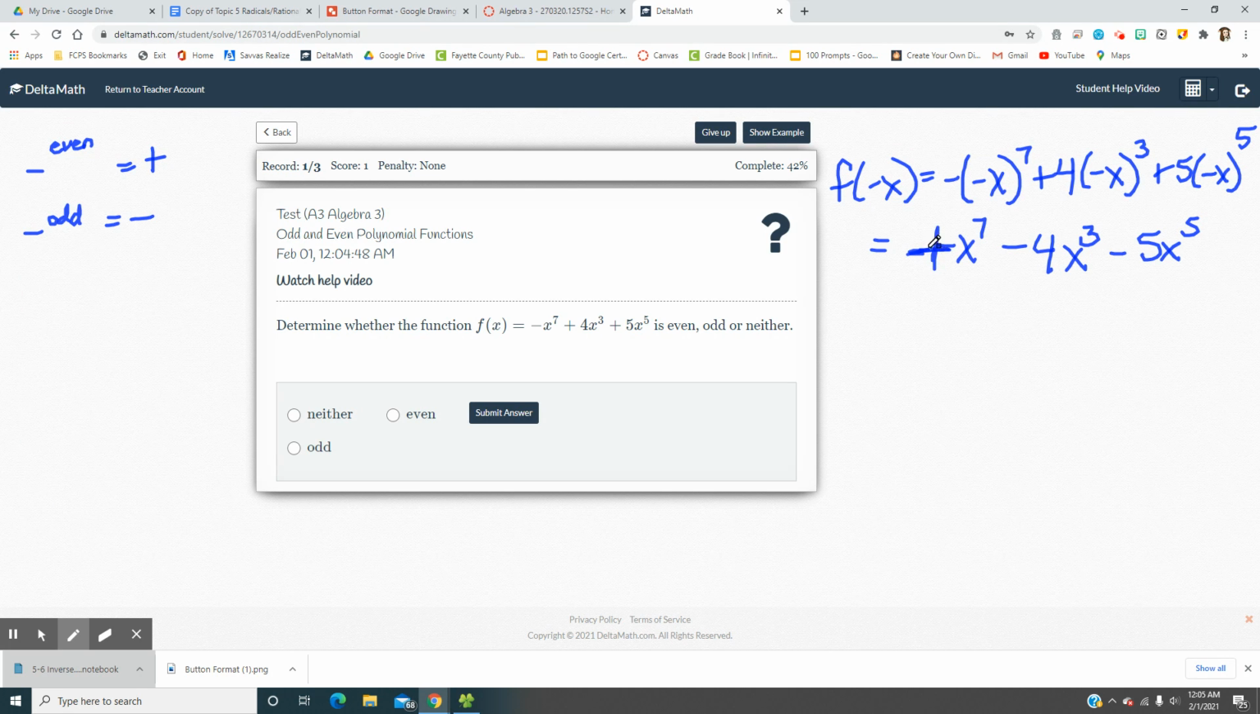So let's compare everything. I had negative x to the 7th, now I have positive, those are opposites. 4x cubed, negative 4x cubed, those are opposites. Positive 5x to the 5th, negative 5x to the 5th, opposites. Since they are all opposite signs, this will be an odd function.